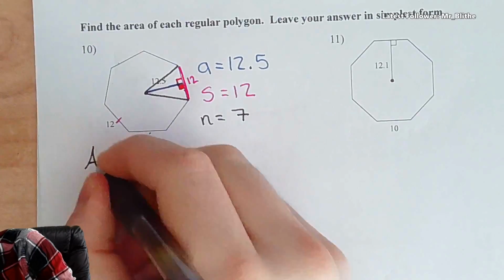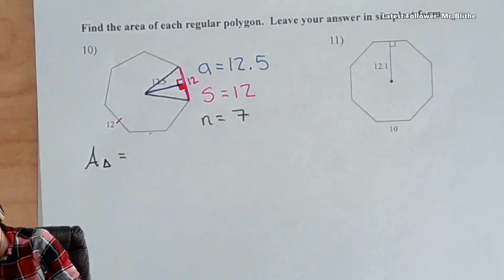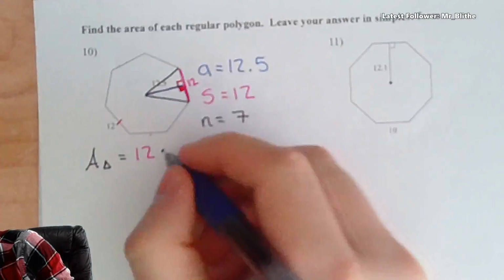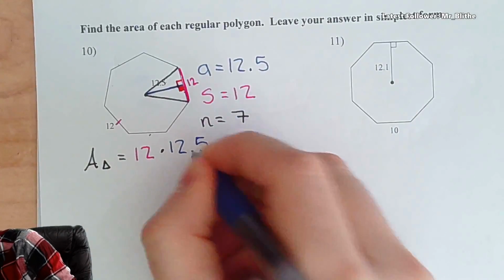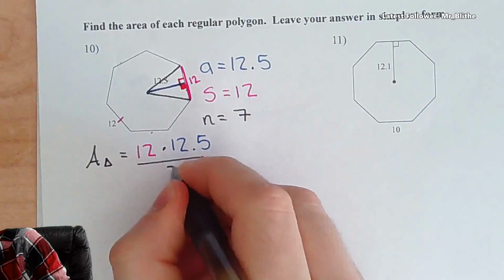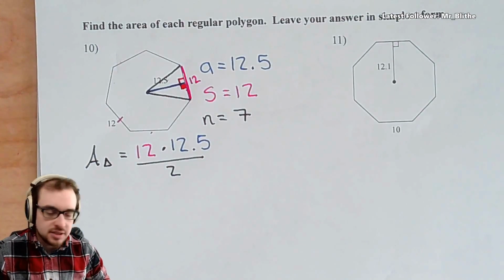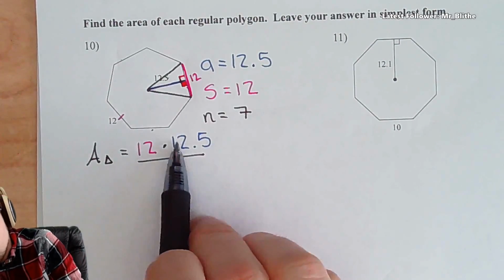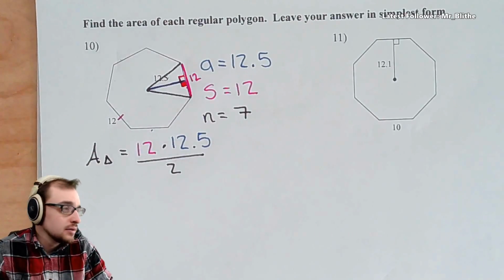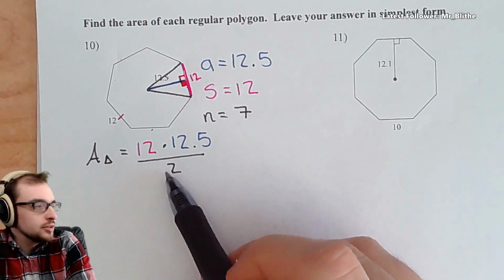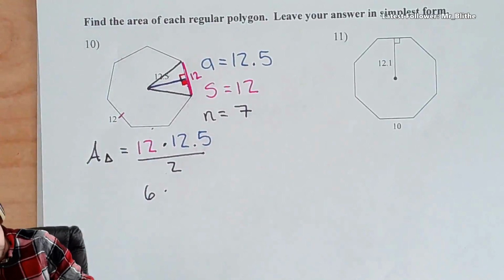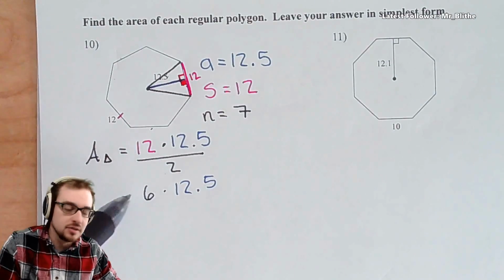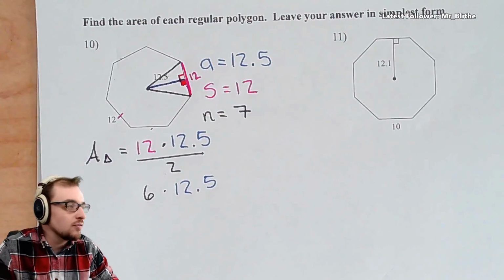So the area of our triangle is going to be our base, 12, times our height, 12.5, divided by 2. So that's the area of that triangle right there. Let's figure that out. We've got 12 times 12.5 divided by 2. We can do this in any order we want. What if we do 12 divided by 2 first? Well, that gets us 6. Twelve divided by 2 is 6. And then we do 6 times 12.5.